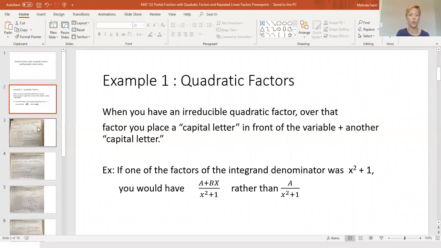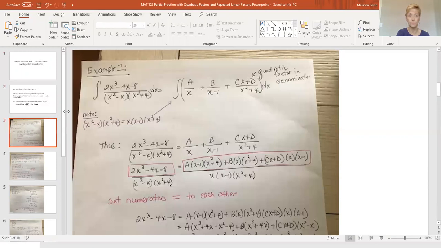Okay, so let's go work one so you can see what I'm talking about. All right, here's the one I picked. It's pretty straightforward. All right, let me go get a pointer so I can do it a little bit easier.